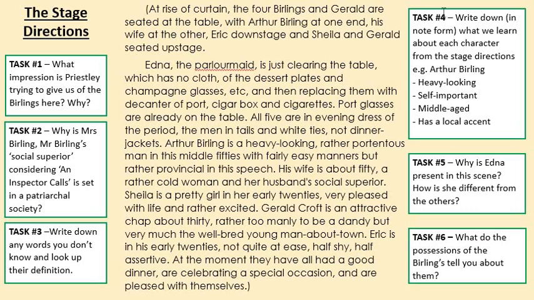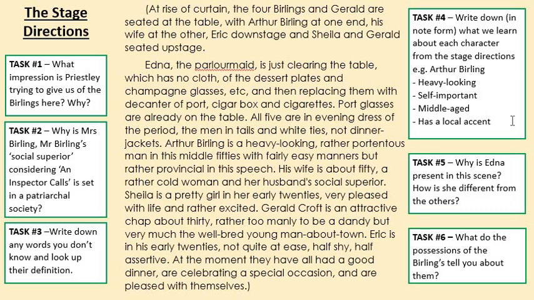Okay, task 4, what I would like you to do, and bullet points are absolutely fine for this, is write down what we learn about each character. It's really important that we know how Priestley wants to establish these people right at the start of the play. So I've done Arthur Burling here. We know he's heavy looking, he's self-important, he's middle-aged, and he has a local accent. So where his wife Sybil might be speaking a little bit more like this, Arthur's not, and I'm not even going to attempt some sort of Birmingham accent, but I imagine some sort of gentrified Peaky Blinders at this point.